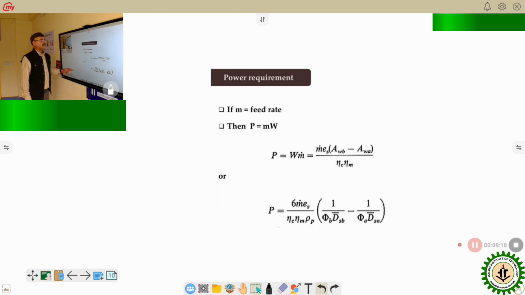So the power requirement will be 6 m dot Es by nu c nu m rho p, into (1 by psi b minus 1 by psi a). Psi b is the sphericity of the material b and psi a the sphericity of the material a. That is, what material is produced and its sphericity, and what feed was given and its sphericity. That can be correlated for getting the power requirement.